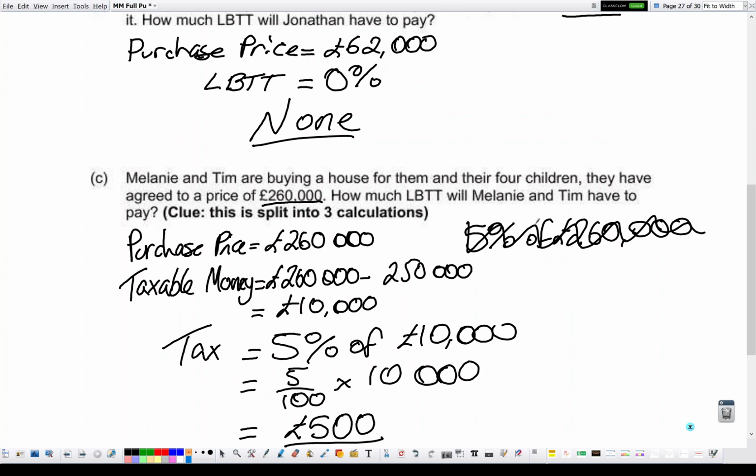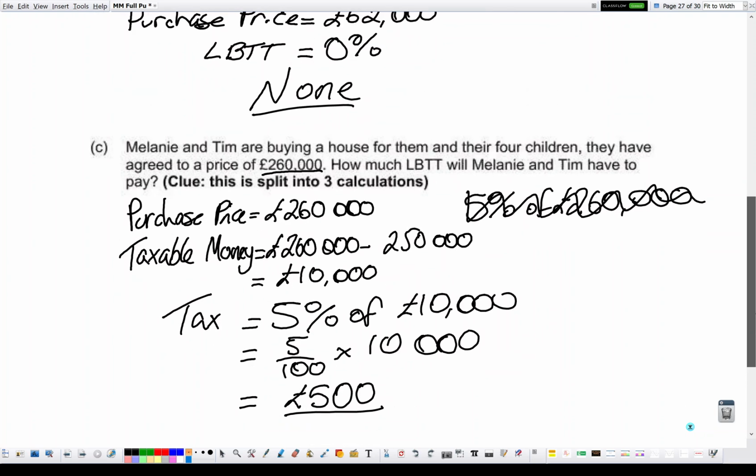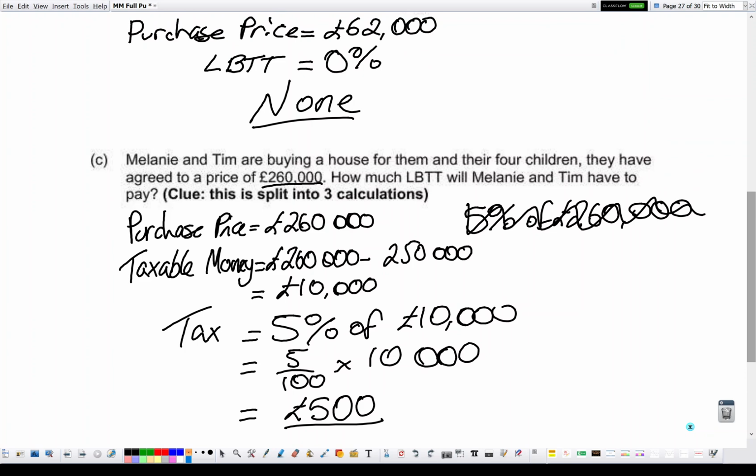It's not the £13,000 that we thought if we had to do 5% of the whole thing. That's not how it works. You take away that maximum allowance of 250,000 and then you pay tax on whatever is left over. Okay, so that's a little introduction to buying houses and the tax that is involved with that.